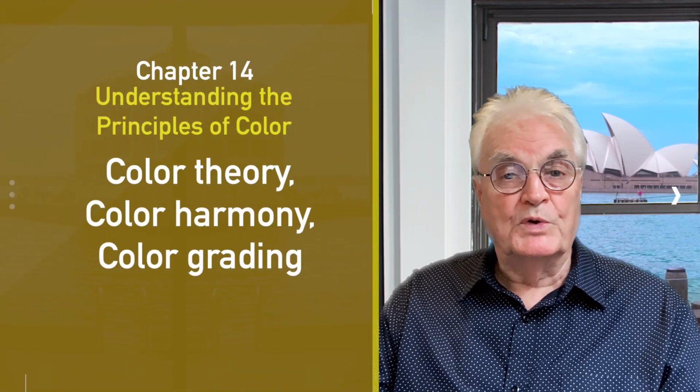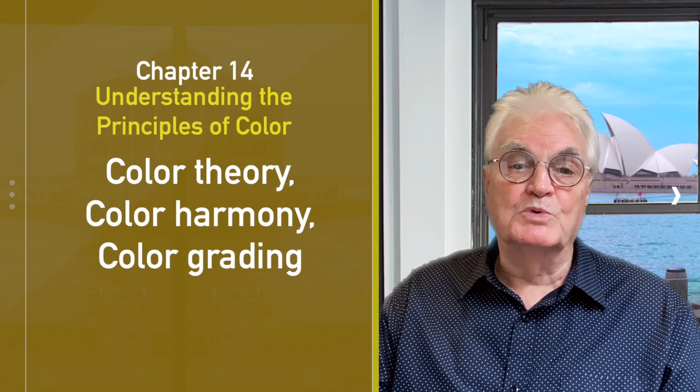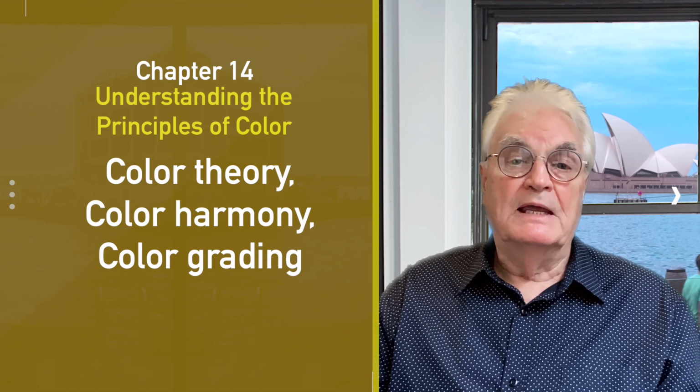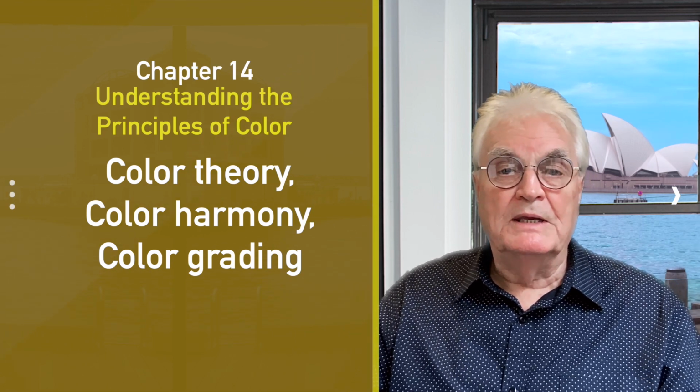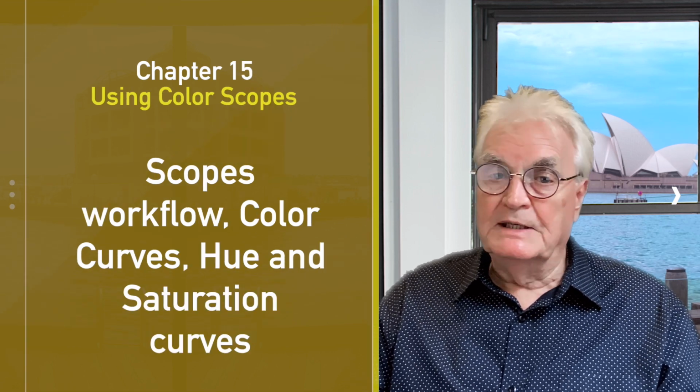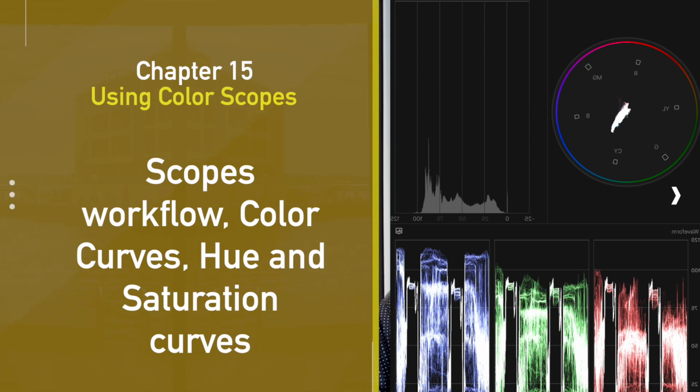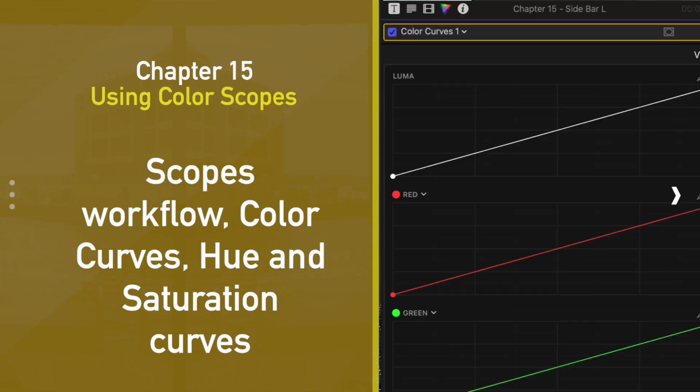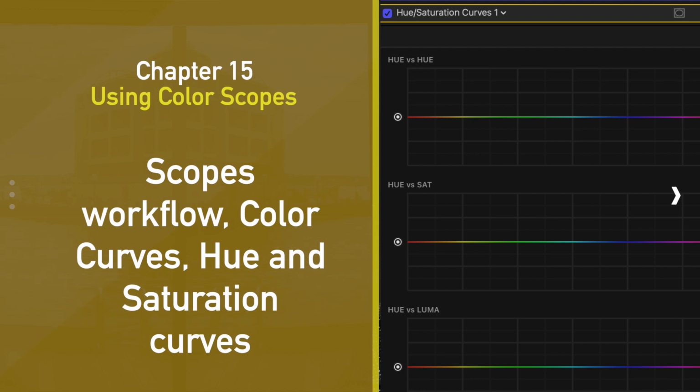Chapter 13, using keyframes to animate objects. And this shows the differences when keyframing in the inspector than in the viewer. It also shows Ken Burns on steroids. Chapter 14, understanding the principles of colour. And this covers colour theory, colour harmony and colour grading. Chapter 15, using the colour scopes. This chapter covers the scopes workflow, as well as colour curves and hue and saturation curves.